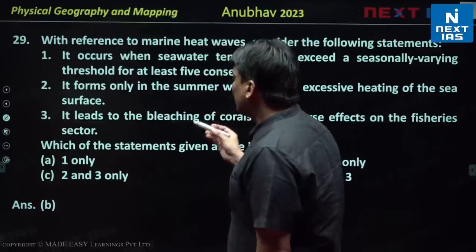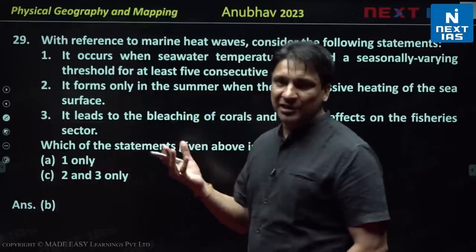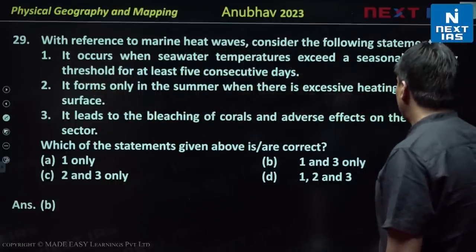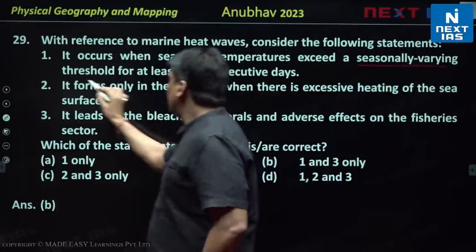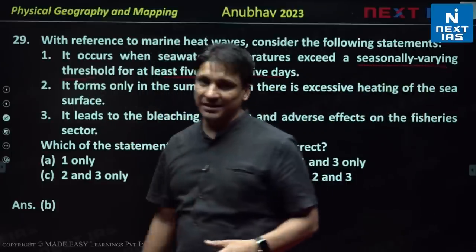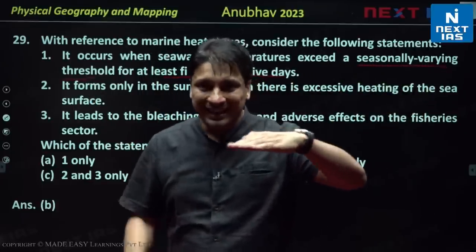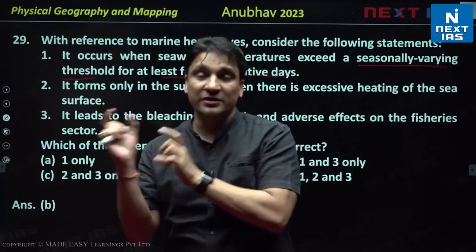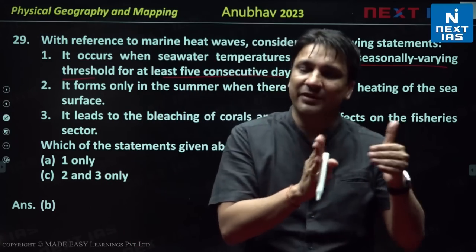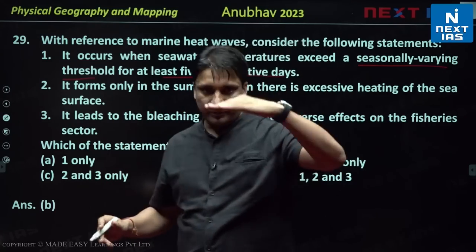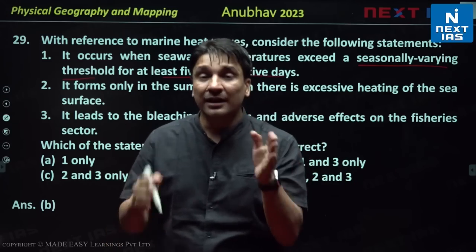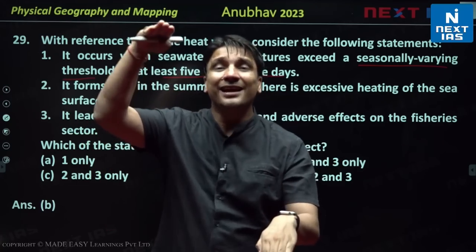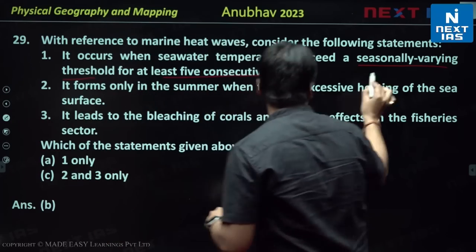Okay. Now, what is the criteria for declaration of heat waves? It occurs when seawater temperature exceeds a seasonally varying threshold for at least 5 consecutive days. It means when the temperature of water is higher than the threshold value for at least 5 days consecutively, then a marine heat wave is declared. Now, this threshold on the basis of which heat waves are declared is not the same in all the seasons. For winter, the threshold will be lower. For summer, the threshold will be higher. Correct? So the threshold is seasonally variable.